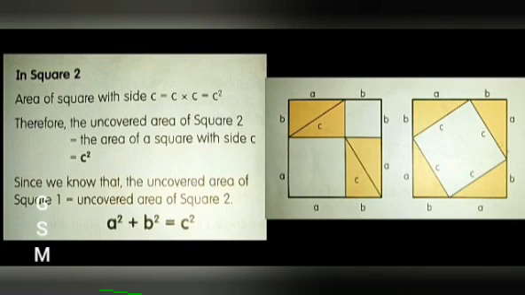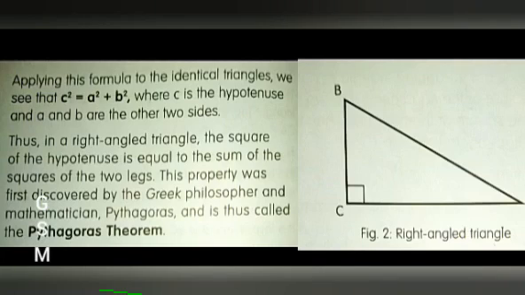And in square 2, the area of a square with side C is equal to C into C, equal to C squared. Therefore, the uncovered area of square 2 is equal to the area of a square with side C, which is equal to C squared. Since we know that the uncovered area of square 1 is equal to the uncovered area of square 2, therefore, A squared plus B squared is equal to C squared.